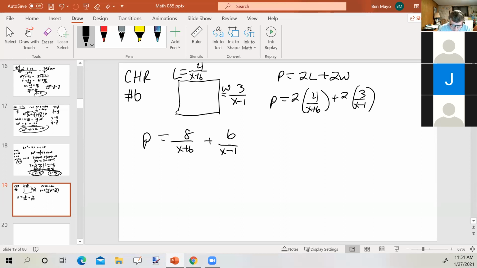Okay? But they want it in a single number. So I need to add those two fractions. But to do that, I need the same common denominator. Well, the common denominator is going to be x plus 6 times x minus 1.